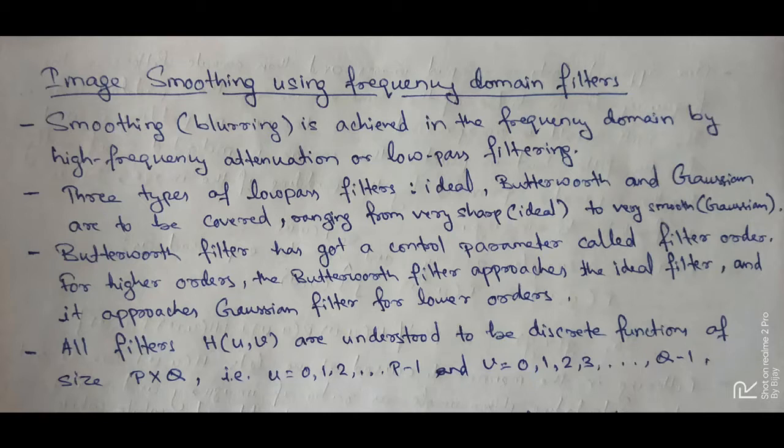So you must be knowing that for any given image small f of xy, capital F of uv is the Fourier transform of it, and the Fourier transform gives us the frequency domain representation of the image. So capital F of uv is the Fourier domain or frequency domain representation of the image.